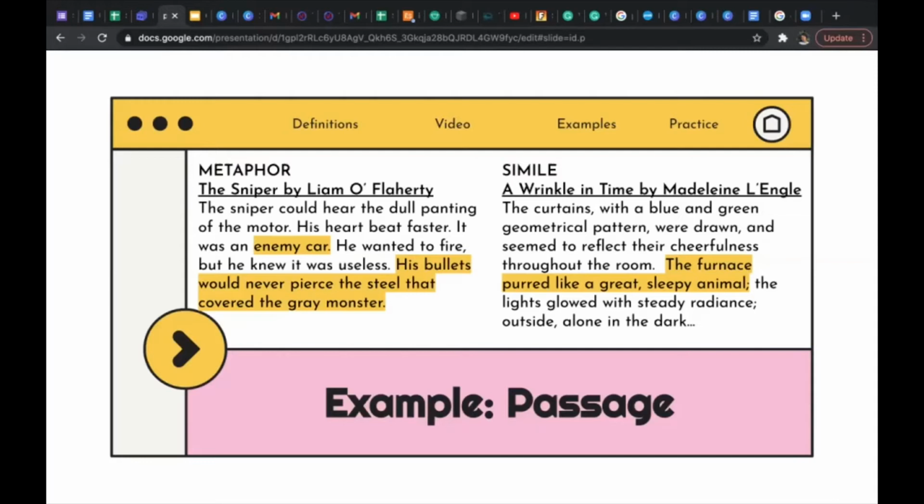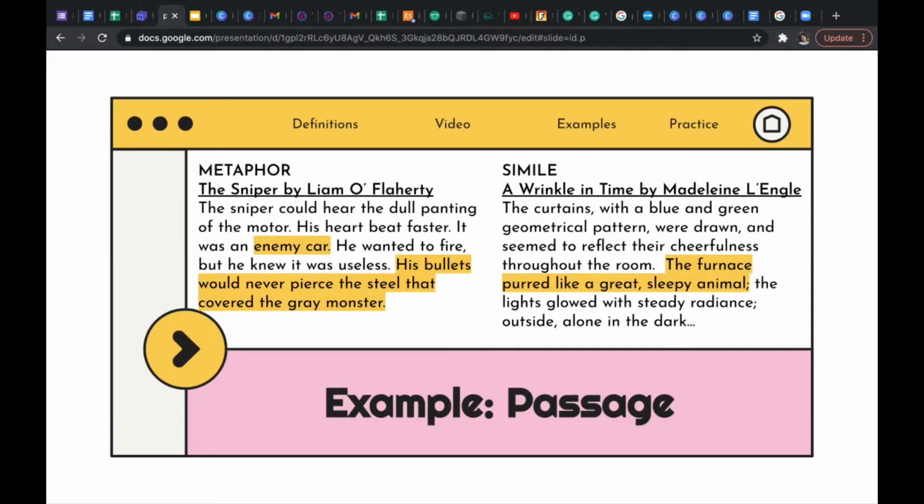Okay, so I'm just going to read over it and then talk about the metaphor that is highlighted. So it says, the sniper could hear the dull panting of the motor. His heart beat faster. It was an enemy car. He wanted to fire, but he knew it was useless. His bullets would never pierce the steel that covered the gray monster.